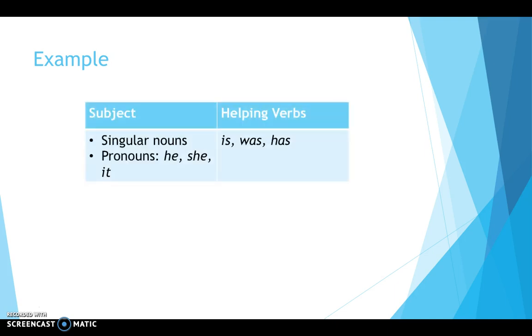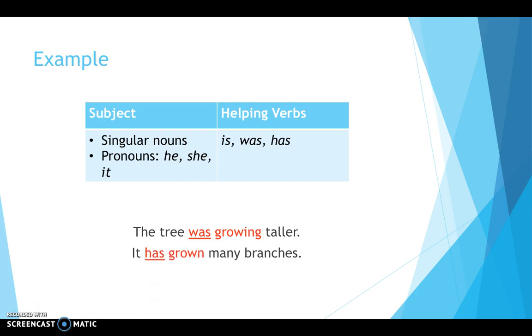Let's look. This is the first row of the chart. So when I have a singular noun or the pronouns he, she, it, I use the helping verbs is, was, has. So the tree was growing taller. The tree is a singular subject, so I use the helping verb was. It was growing taller. So the verb technically is was growing, not just was, but was is the helping verb. It has grown many branches. The subject of the sentence is it, so we use the helping verb has.